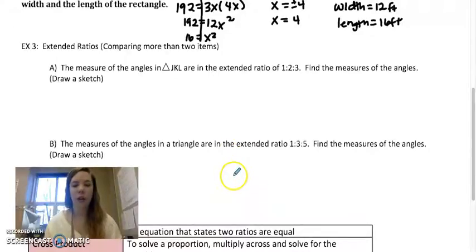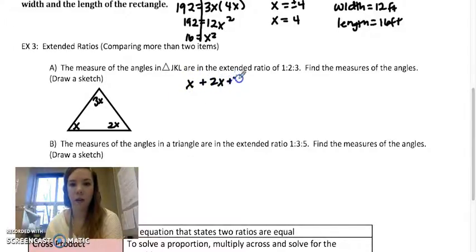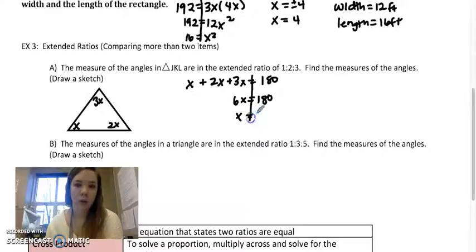The measure of the angles in triangle JKL are in the extended ratio of 1, 2, 3. Find the measures of the angles. So if I draw a sketch here, I have a generic triangle. I have 1x, 2x, and 3x. And then we know that altogether these have to be 180 because it's a triangle. So that would be 6x equals 180, which makes x 30. So you would have 30 degrees, 60 degrees, and 90 degrees.